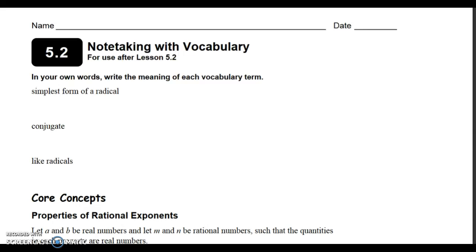Hi, this is the second video in section 5.2. The first thing you want to do is open your journal to page 130 and copy down the definition of simplest form of a radical.